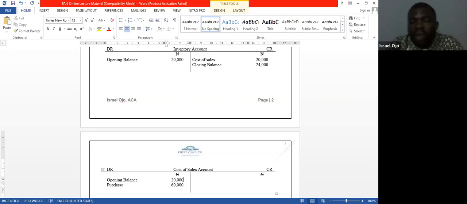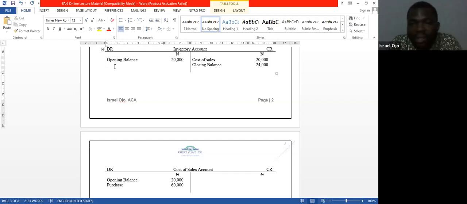So after we have the opening balance of 20,000, the next thing for us now is to close our account. So now that inventory account that we have there, we have to close it. If you want to close it, the closing balance is 24,000. The other side of it will now give us the closing balance, which is what we are going to take to our cost of sales as well.